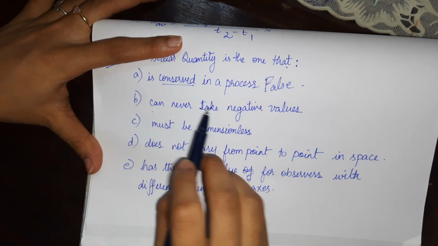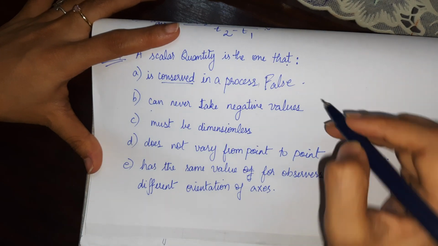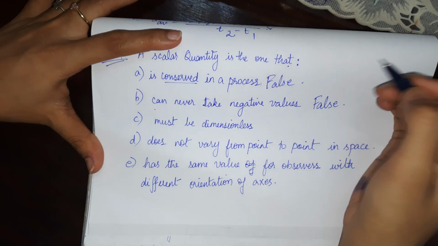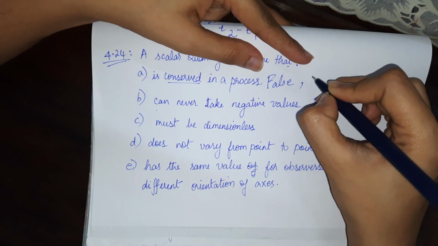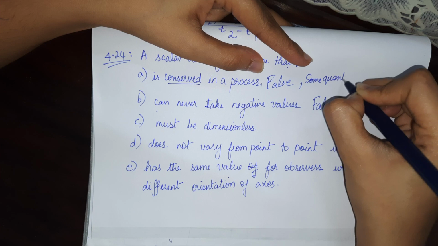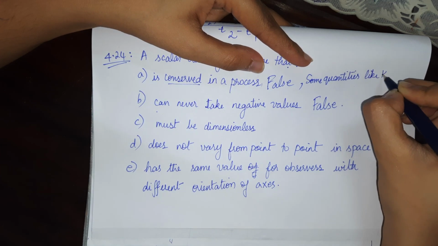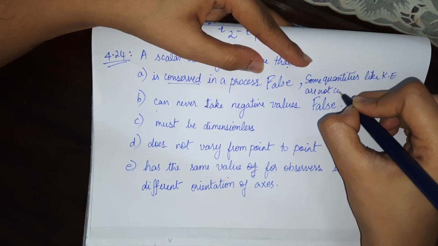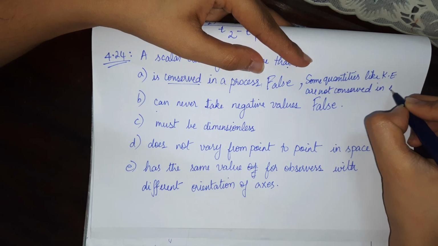Then, a scalar quantity is the one that can never take negative values. Once again, this statement is false. You have to give a reason also, so an example also. So you write down there are some quantities like kinetic energy that are not conserved in an inelastic collision.